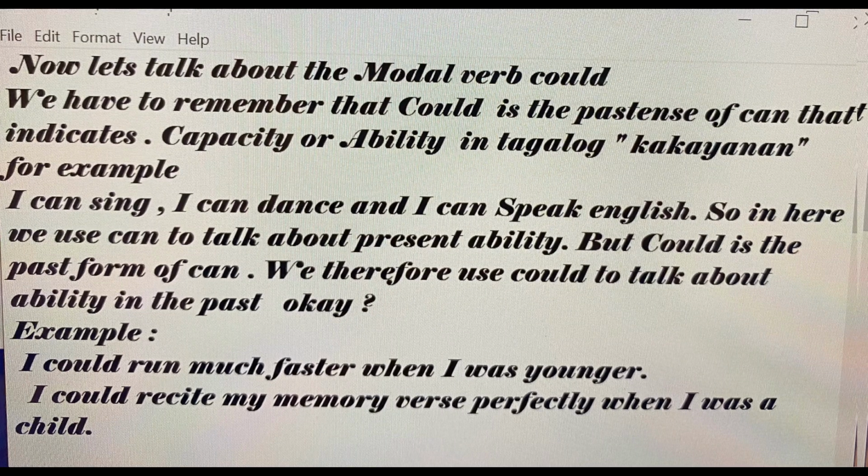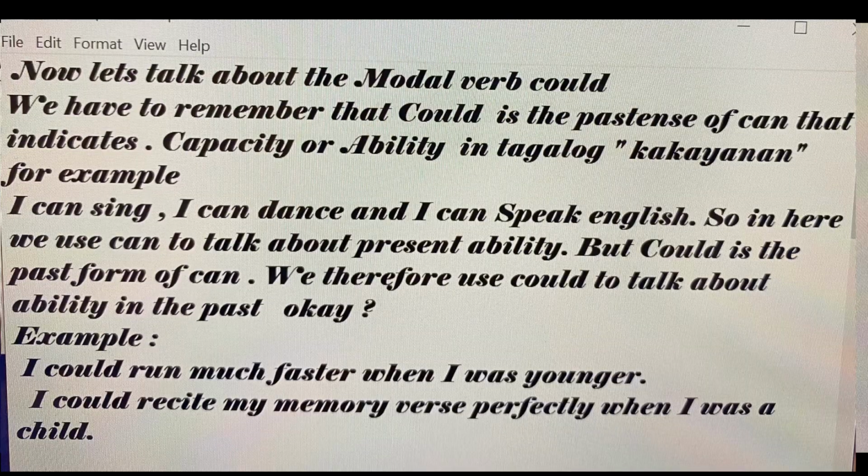Example, I could run much faster when I was younger. I could recite my memory verse perfectly when I was a child.